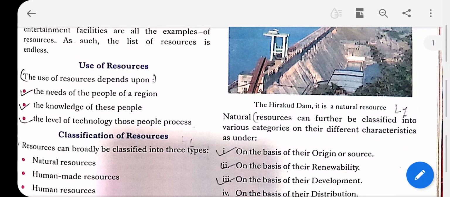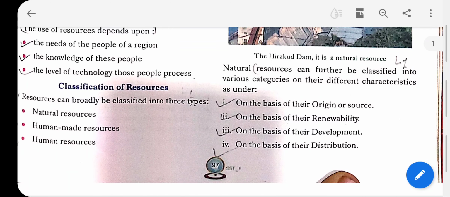Uses of resources. The uses of resources depend upon the needs of the people of a region, the knowledge of these people, and the level of technology those people possess. And the resources are classified into three types: natural resources, human made resources, and human resources.